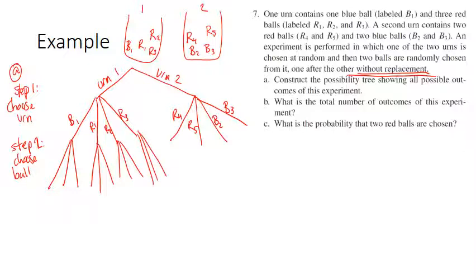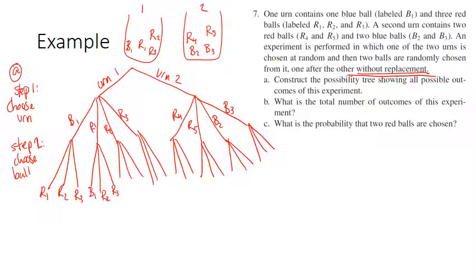So this is getting a little messy. 1, 2, 3, 1, 2, 3, 1, 2, 3, and 1, 2, 3. So if I chose B1, then my other choices are going to be R1, R2, and R3. And then here, if I chose R1, then my choices are B1, R2, and R3. If I chose R2, then I have B1, R1, and R3. If I chose R3, then I have B1, R1, and R2.